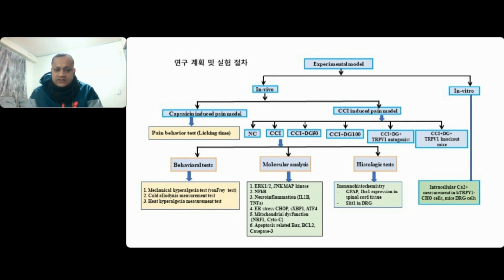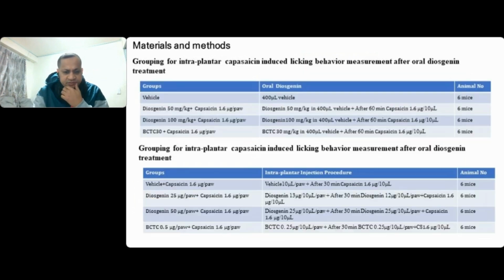Another one is the in vivo model. In the in vivo model, we use two types of pain model: one is the acute pain model, and another is the chronic pain model. For the acute pain model, we use the capsaicin-induced pain model. We inject the capsaicin in the intraplantar region, and we evaluate pain-like behavioral tests. We also use the CCI model, and we administer Diosgenin and evaluate how the behavior changes. Molecular analysis is ongoing.